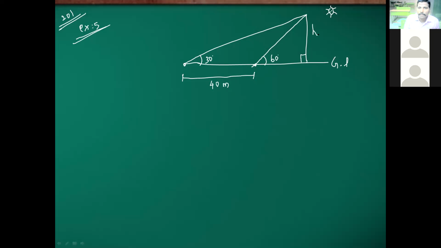Next, find the height of the tower. So the height of the tower we have been asked to find. That's all, simple. Okay, now I don't know about this from here to here. This let me take as x. I am taking x meter and the h meter.